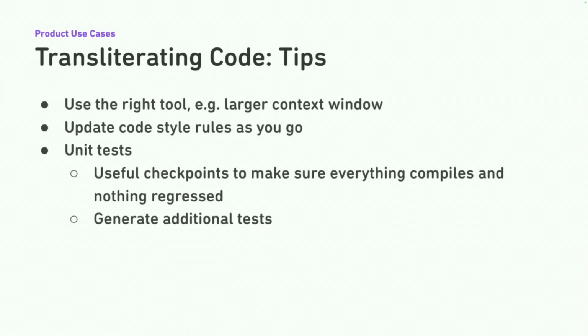So some lessons I learned from this very first experience was to use the right tool for the job. I ended up using Gemini to finish up because it has a larger context window and more tokens. I found it really helpful to create a running doc of code style rules. Anytime I had to edit anything that the AI outputted, just put an example of that in a doc so that we didn't have to repeat the work. Unit tests were really helpful for making sure that nothing has regressed. And not only did I convert the existing unit tests, but I also asked AI to generate additional ones for areas of the code base that didn't originally have unit test coverage.